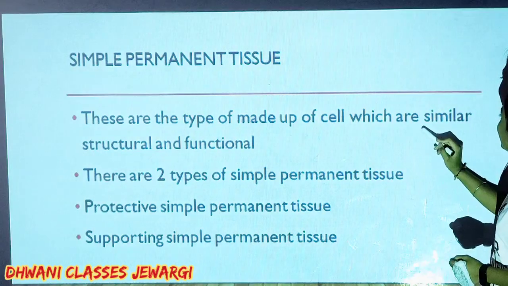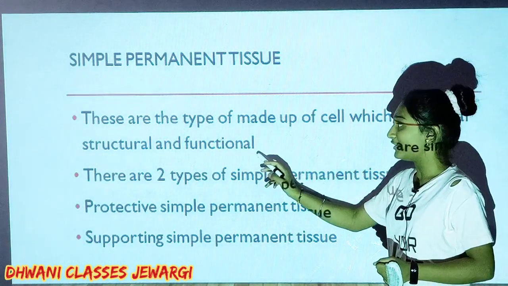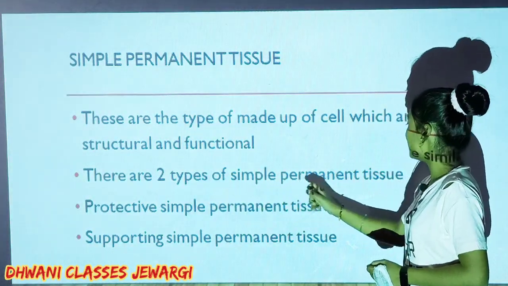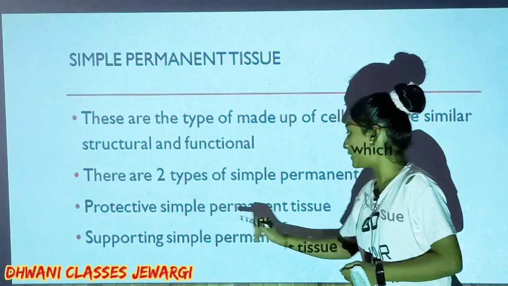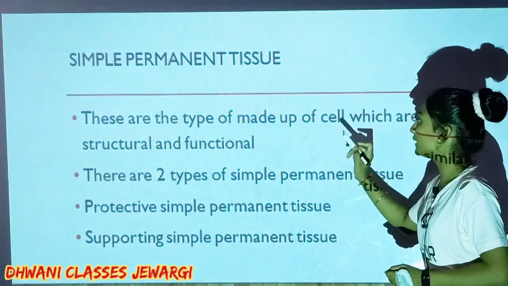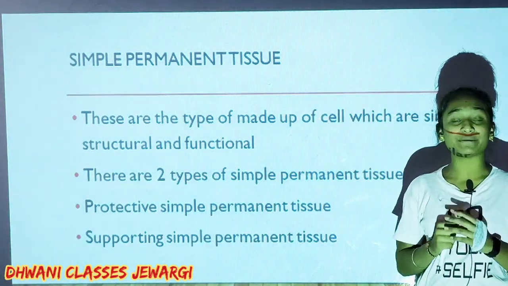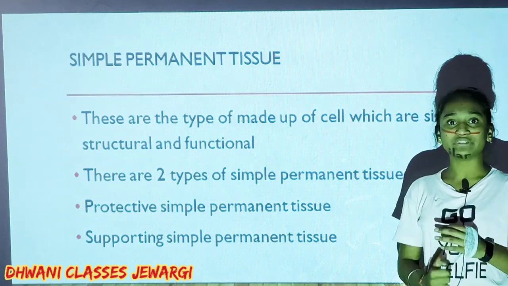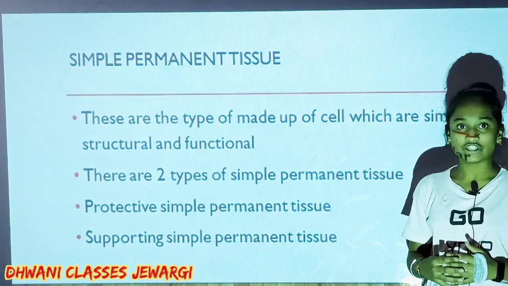Simple permanent tissues are made up of cells which are similar in structure and function. There are two types of simple permanent tissue, protective and supporting. These are the types of tissues which are similar in structure and they perform the same functions.